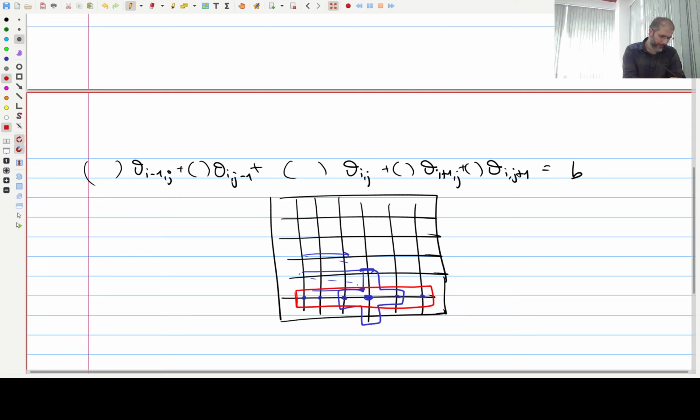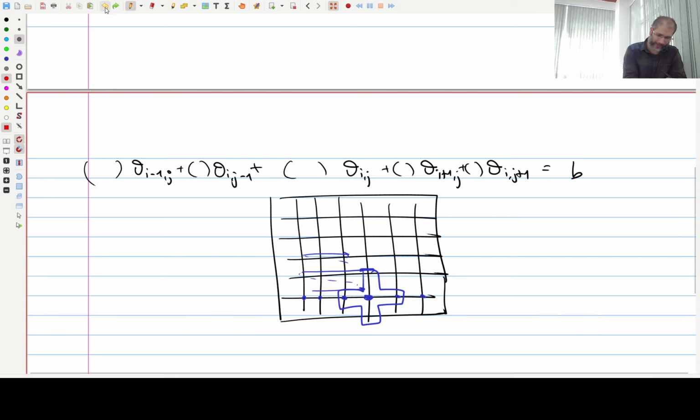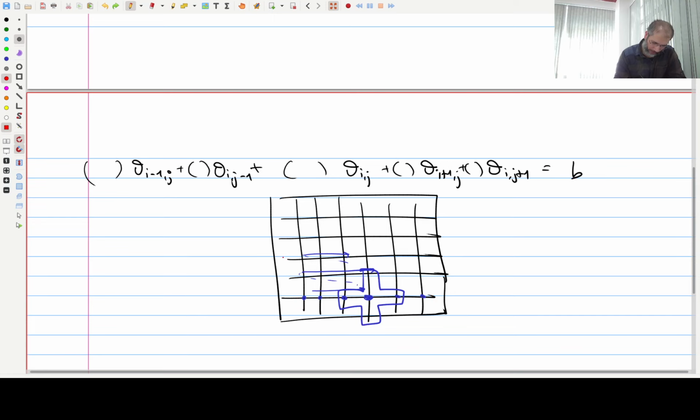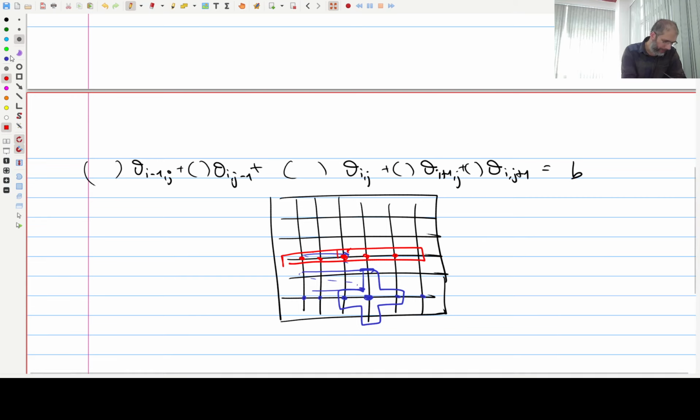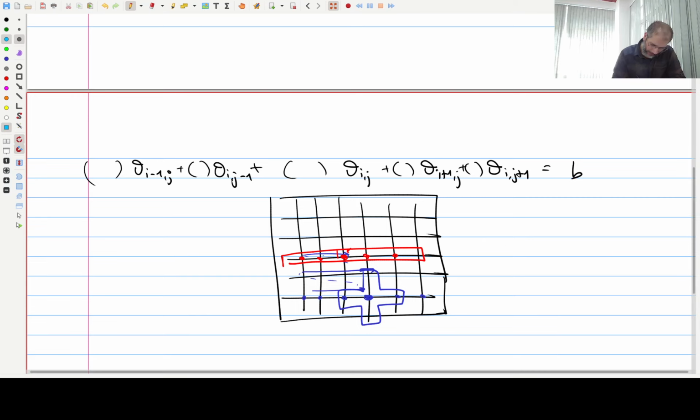Okay, let's pick a line which is somewhere in the middle. So let's say we are solving for this line, which includes all these points. Now to calculate the value at a point, let's say this one, I have this kind of a stencil. Let's use a different color. So it uses this, and these 4 points.